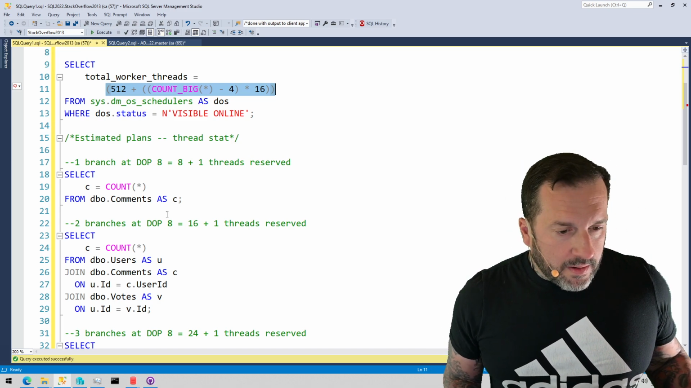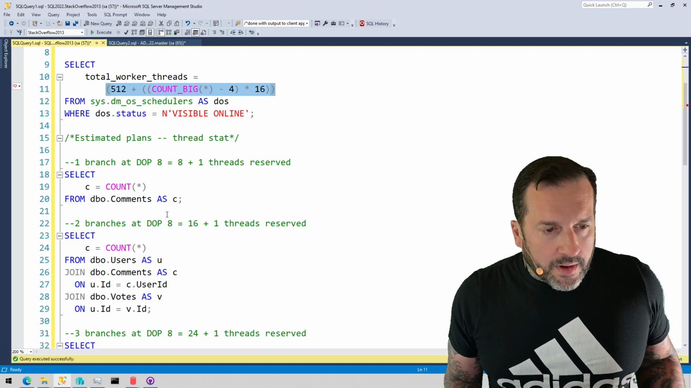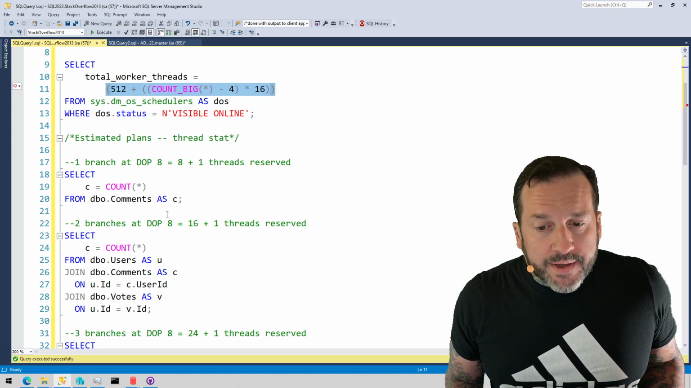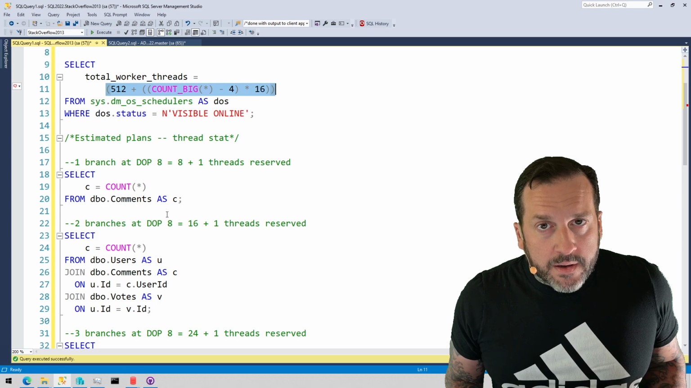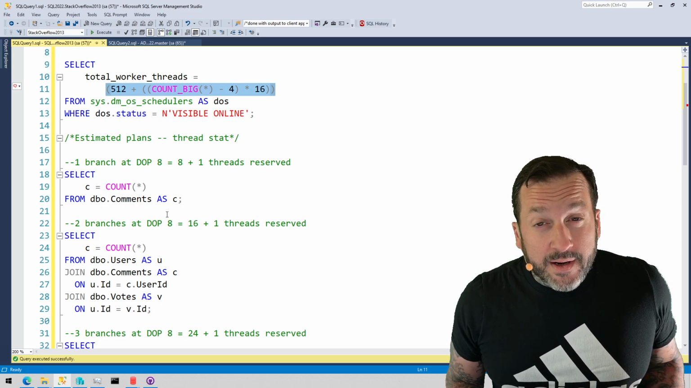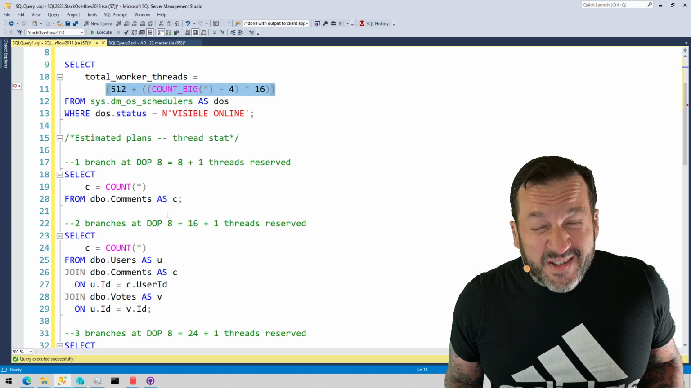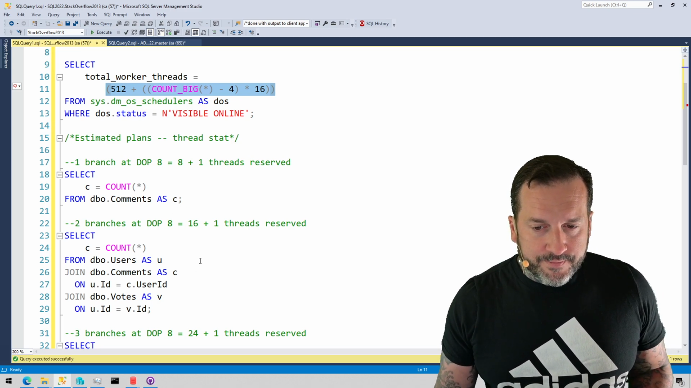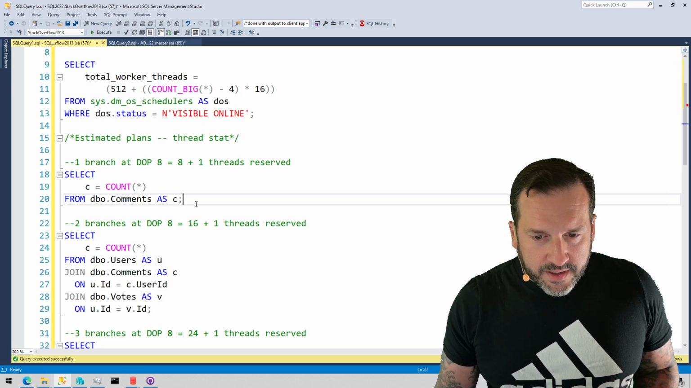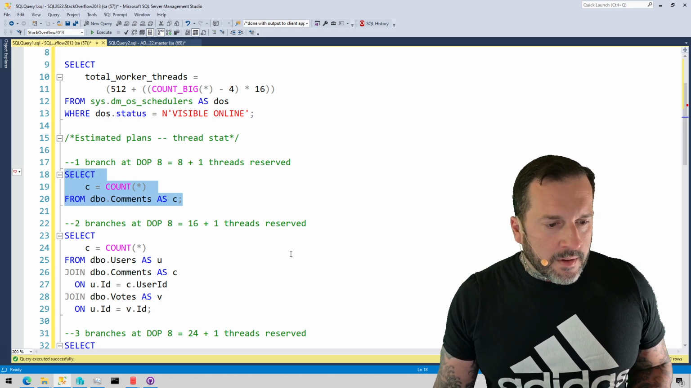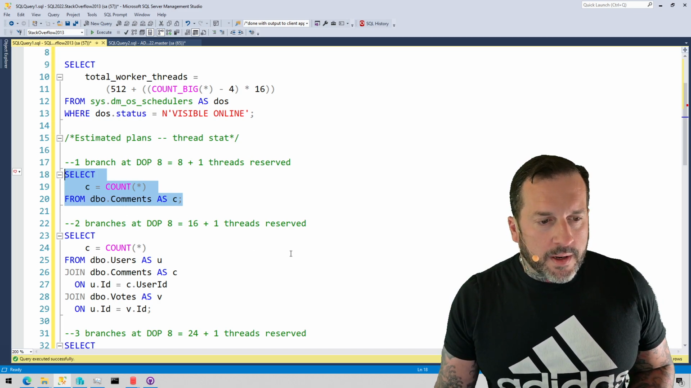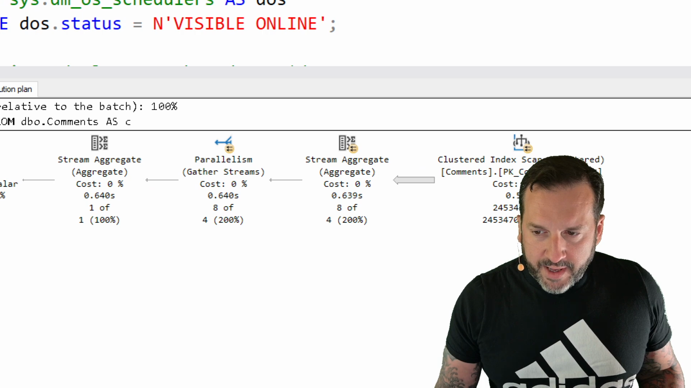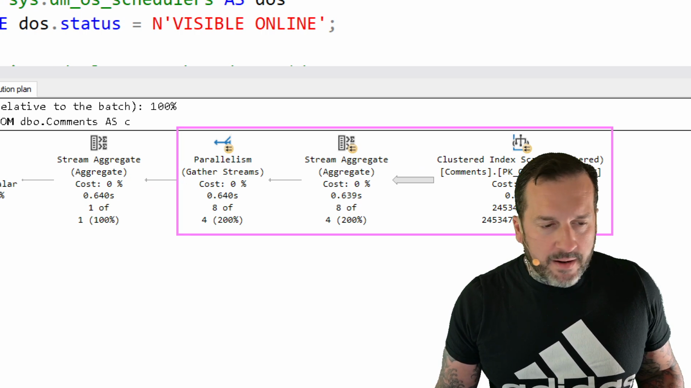Now, where things become rather interesting, of course, is with parallel queries, because parallel queries can reserve a lot of worker threads, and they can work towards exhausting your available threads a lot faster than a bunch of single-threaded queries. So execution plans are turned on, so I don't have to press any extra buttons. If we run this query and we get a count from the comments table, we will have a parallel query plan. All this stuff here is parallel.